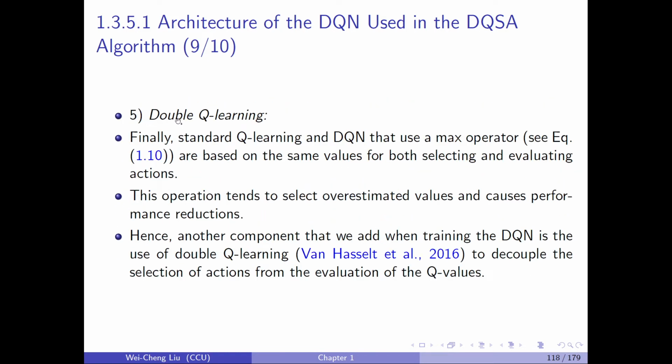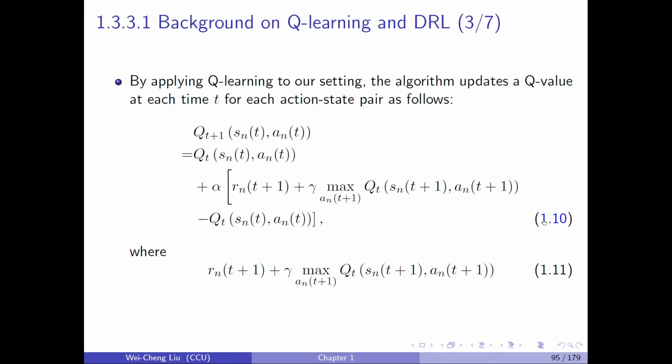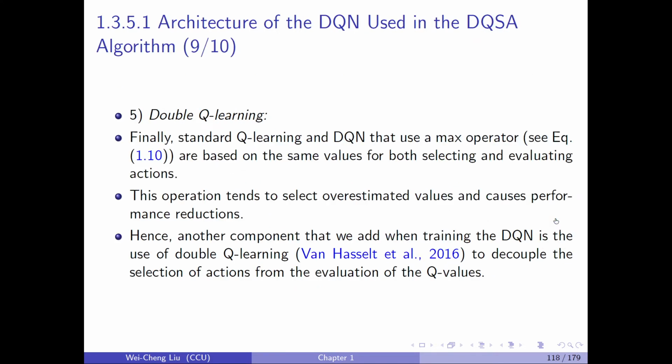5. Double Q learning. Finally, standard Q learning and DQN that use a max operator, see equation 1.10, which we have seen in today's class earlier, are based on the same values for both selecting and evaluating actions. This operation tends to select overestimated values and causes performance reductions.